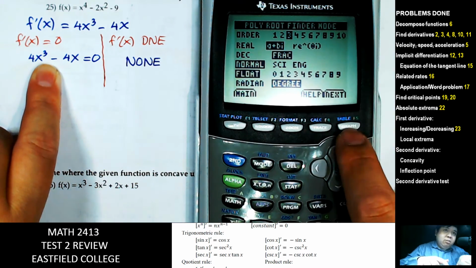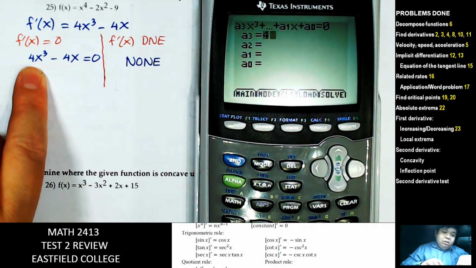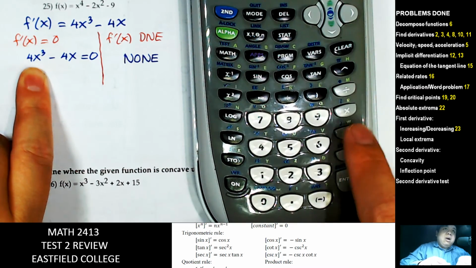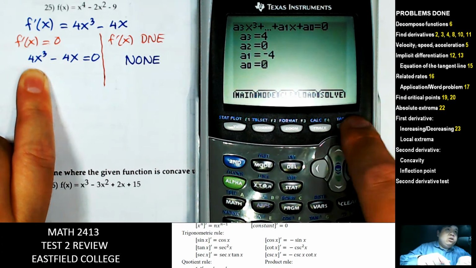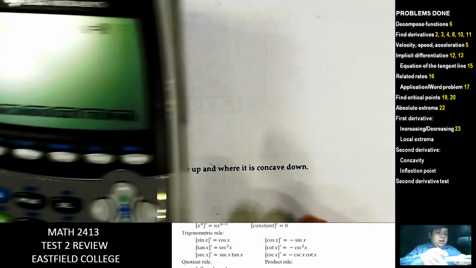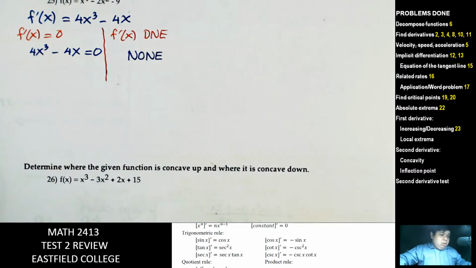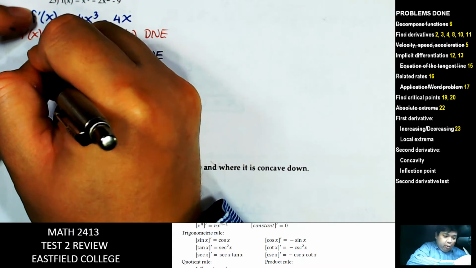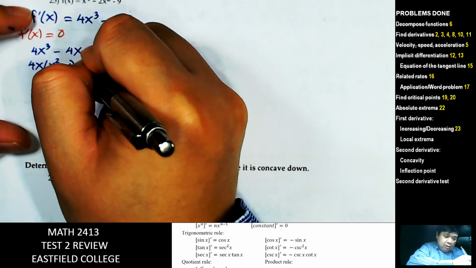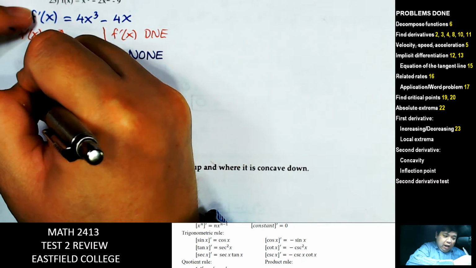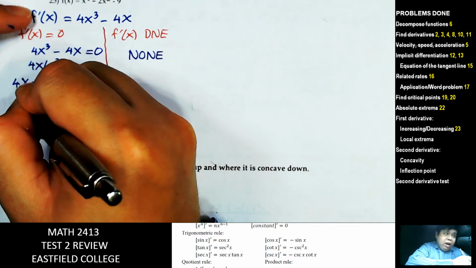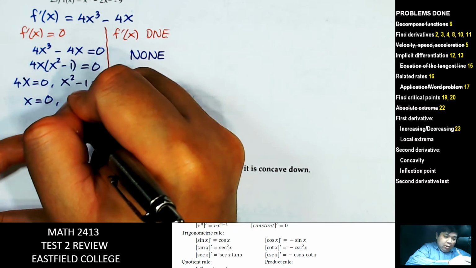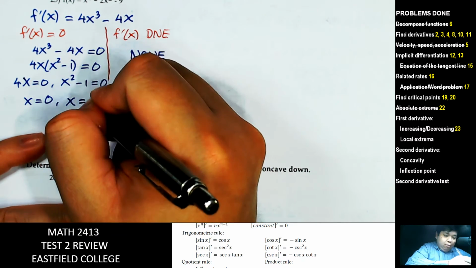Then just hit next. Now the coefficients are 4, 0, negative 4, and 0. Notice the negative and not the minus. Then we just hit solve. We have negative 1, 0, and 1. Of course, we can factor out 4x. So we have 4x equal to 0 and x squared minus 1 equal to 0. So x is equal to 0 or x equal to plus or minus 1.